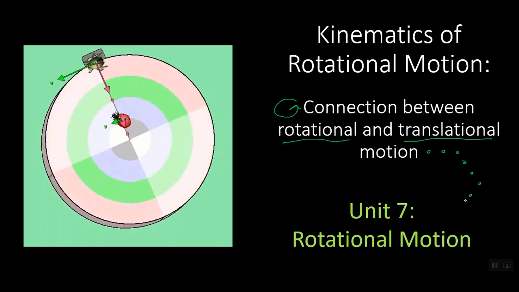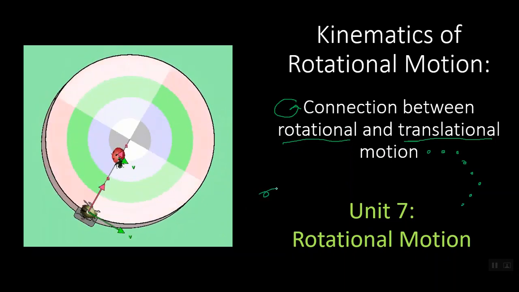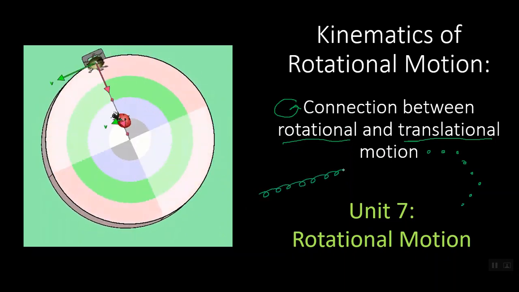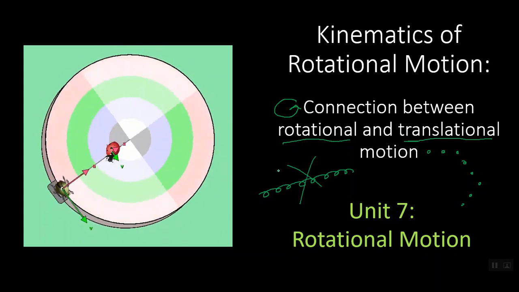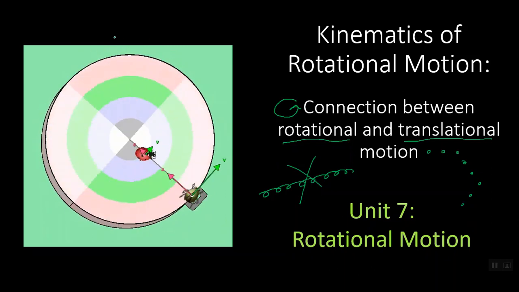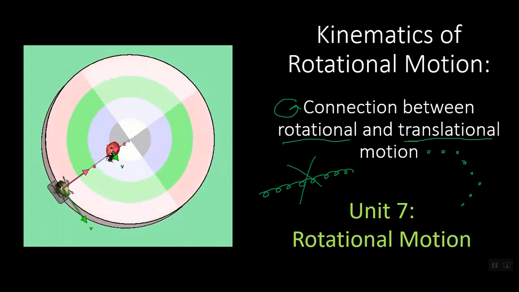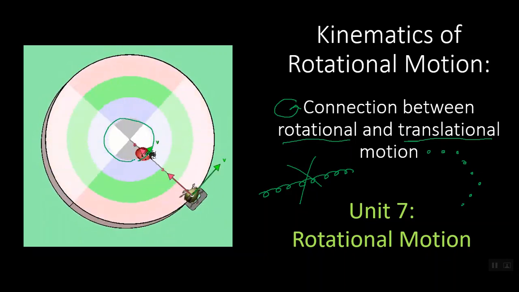So when I'm talking about this connection, I'm not going to be talking about objects that are both rotating and translating in space at the same time, like a frisbee. We're not at that point yet, but what I'm going to be talking about is the fact that as this object is rotating, individual points on this object, like these two bugs, are translating in space.